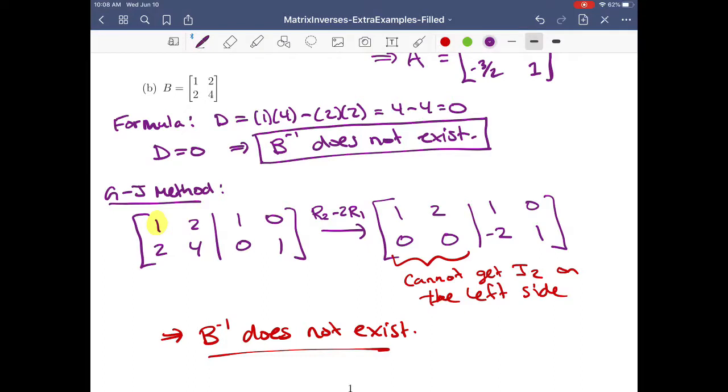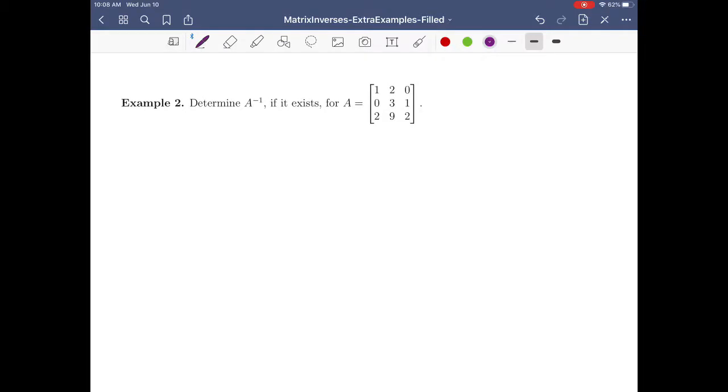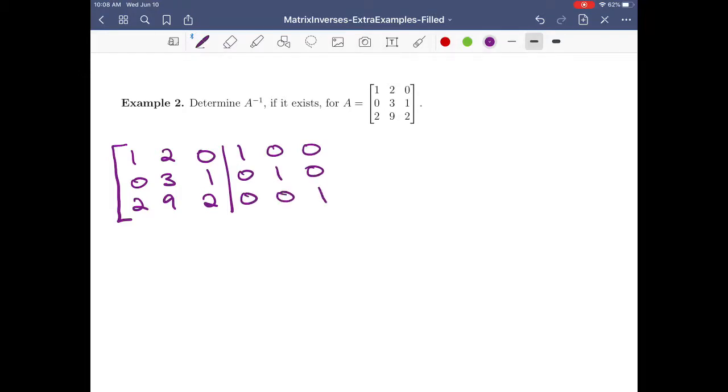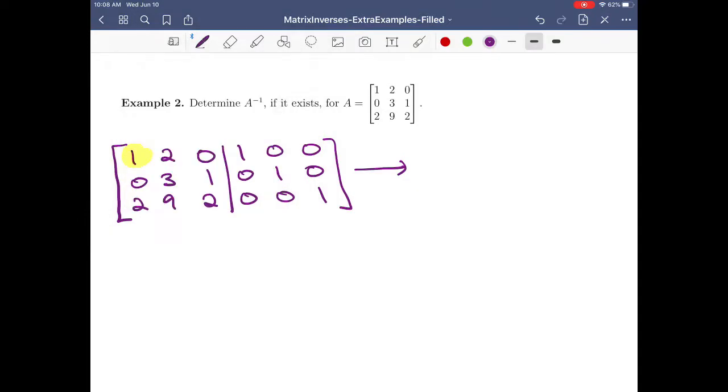Okay, let's try a 3 by 3 example. So we want to find A inverse if it exists. So here's our A. So we're going to take this A and augment with the identity of the same size. So that means I'm going to have a 3 by 3 identity this time. But again, I just row reduce like normal. I want to pivot around that entry. It's already a 1, so that's nice. So I want to make the 2 in row 3 a 0. So I'm going to do row 3 minus 2 of row 1.